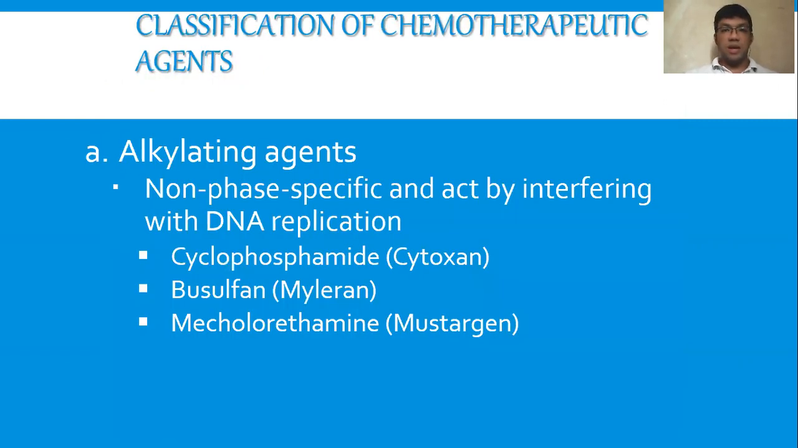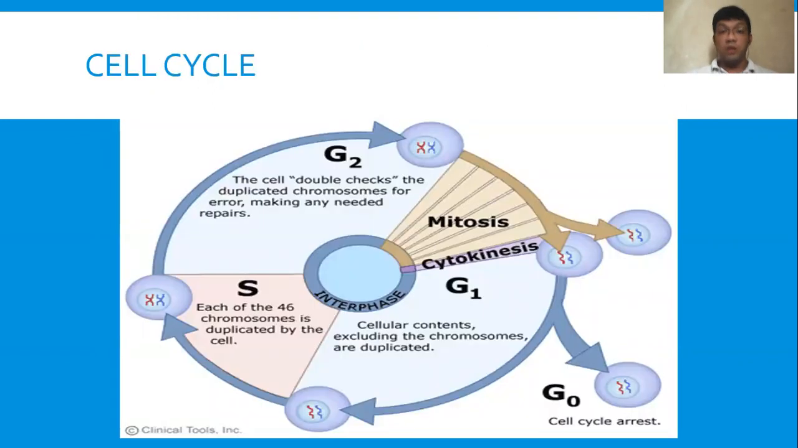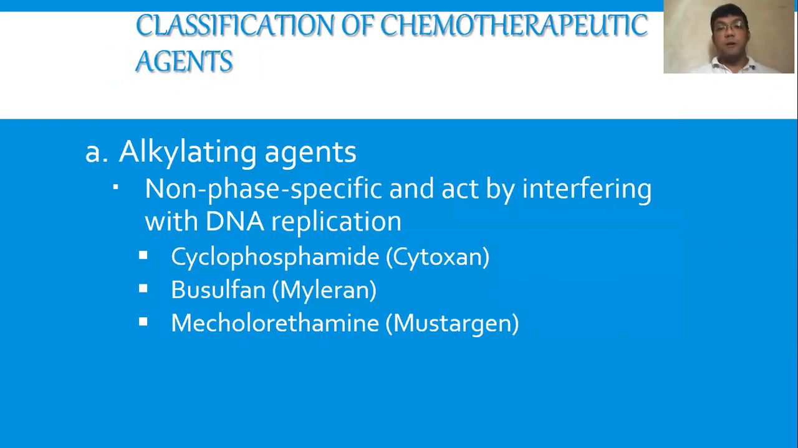Now we go to the classification of the different types of chemotherapeutic agents. We now go first to the alkylating agents. These are non-phase specific, so meaning they do not interrupt any of the phases I have mentioned here, G1, S, G2, or the mitosis. They act non-specific and act by interfering with DNA replication. So they interfere with the DNA replication, the copying of the code of the DNA.